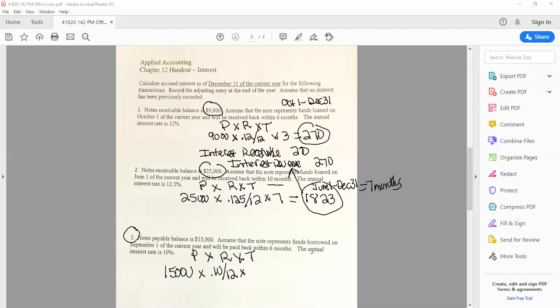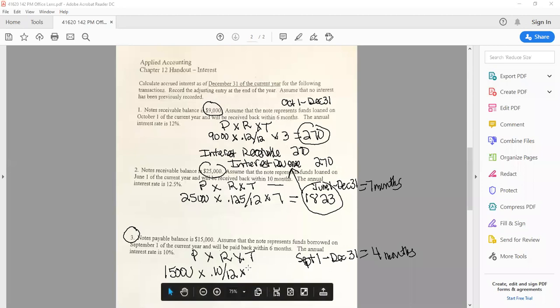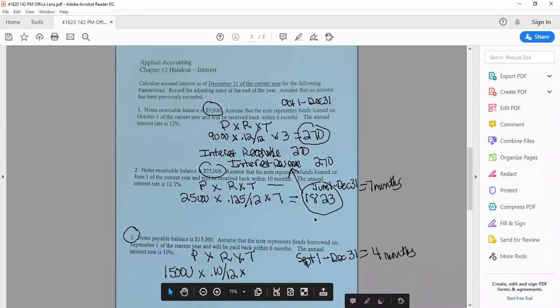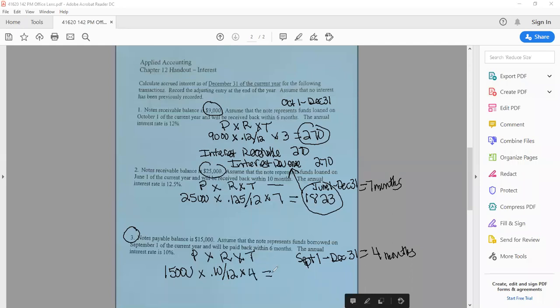And then the question is, what's our time period? So I'll write this off to the side, September 1st through December 31st. So of course, that's going to be 4 months. So multiply this by 4. Whoops, sorry about that. Let me get back. I hit a button. Let me get back to my draw feature. Okay, sorry about that. So multiply this by 4. And of course, that's going to give you $500.